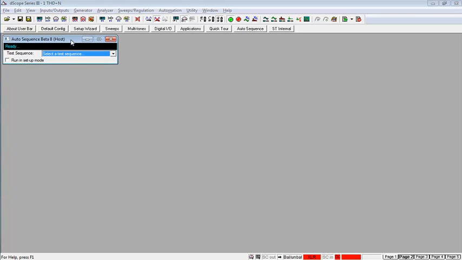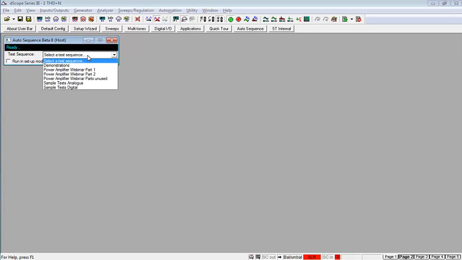And this is the AutoSequence host, which allows me to choose from any one of a number of sequences of audio tests that I've previously defined. I'm not going to take you through the detail of how you set this up. I'll save that for another day.